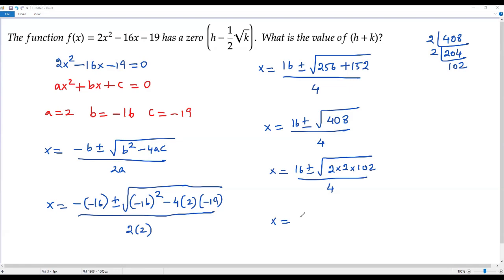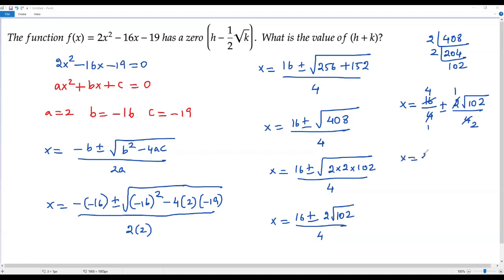For every two same numbers multiplied inside the square root, one number can be taken out. Here we have two 2's multiplied inside the square root, so one 2 can be taken out. Then inside the square root we have 102, over 4. Here 4 is a common denominator for the 16 and 2 times the square root of 102, so it can be taken separately. That is x equals 16 over 4 plus or minus 2 times the square root of 102 over 4. 4 goes into 4 one time, 4 goes into 16 four times, 2 goes into 2 one time, 2 goes into 4 twice. I get x equals 4 plus or minus 1/2 times the square root of 102.